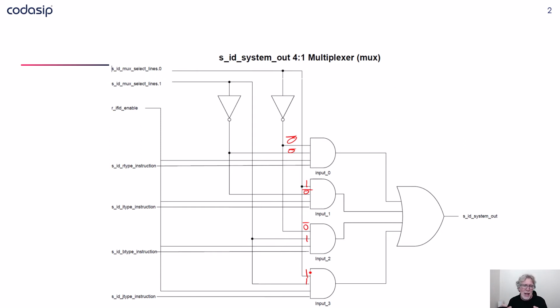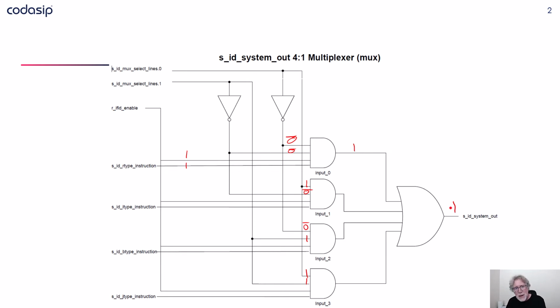Now let's take a look at my 0 input. Both select lines are 0, so not 0 on both of those would actually be a 1 to the AND gate. And only if the enable is 1 and it's an R type will the output of the AND become a 1. And then on an OR gate, you only need one input to be a 1 for it to pass a high out, or a 1.